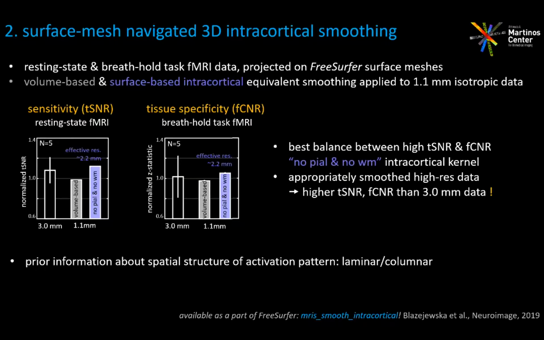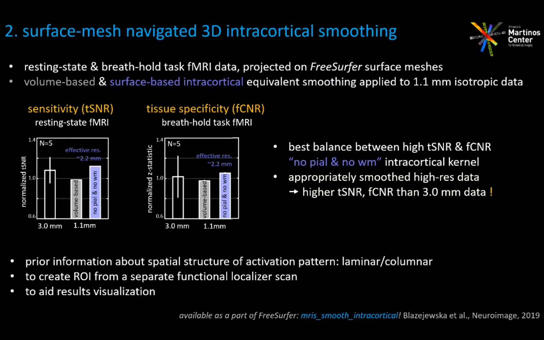Now, we still want to be careful. We don't want to introduce activation that is not there. And I would strongly advise the approach of actually showing the raw data, or at least looking at them before applying any smoothing. One good use case for this that Renzo will also be showing in practice is to use the smoothing to create ROIs from a separate localizer run, and obviously to aid visualization of your results.